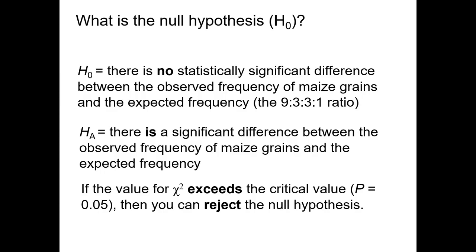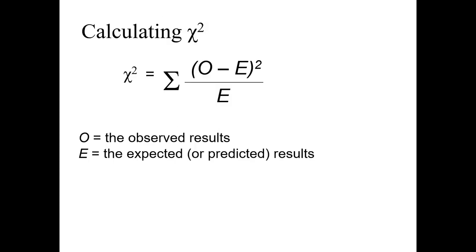Now when we calculate chi-squared, we need to look at a critical value. If chi-squared exceeds that critical value, we reject the null hypothesis. By rejecting the null hypothesis, we will have to accept HA. HA means there is a significant difference between the observed frequency of maize grains and the expected frequency. So to calculate chi-squared, you need to use this equation. It's very simple compared to the other ones that you may have seen during these tutorials.